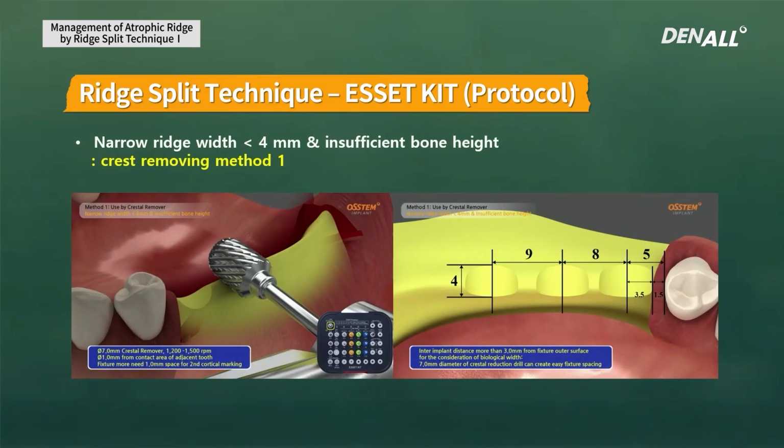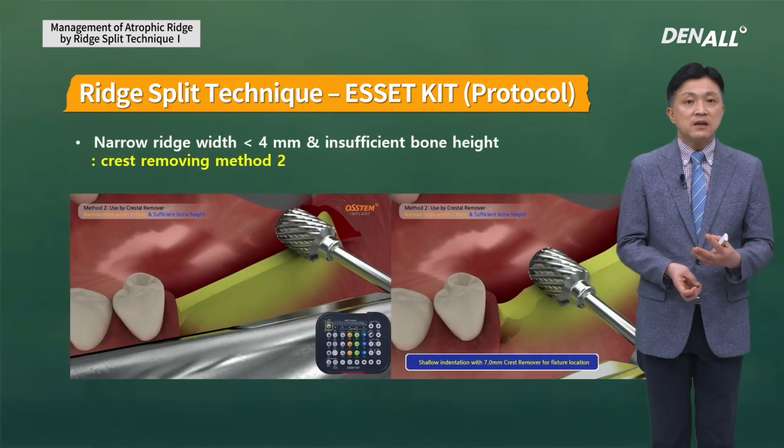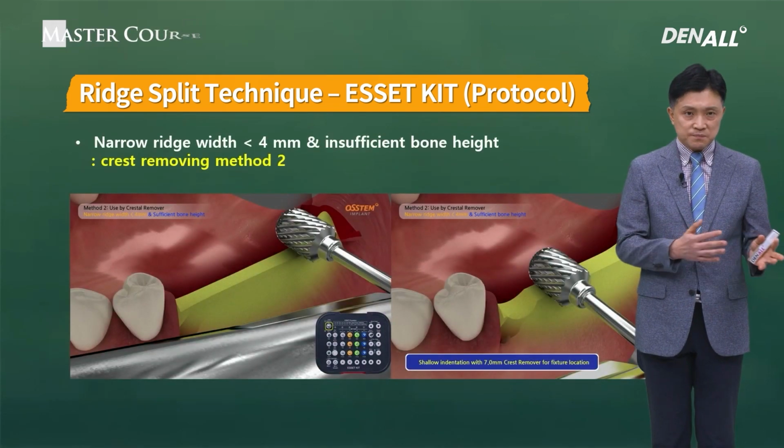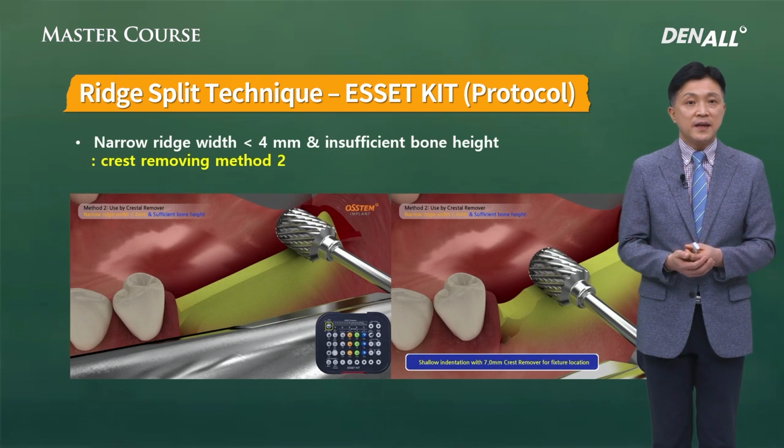When you use the asset kit for ridge split, the protocol is to do the following. This is used most frequently when number 5, 6, 7 are missing. This is used when it is a distal free end case. If it is number 5, 6, 7 missing, the way to do crest removing is as shown. Alveoloplasty is done in an area where the implant is going to be placed in order to secure approximately 4 mm of width. If the ridge width is less than 4 mm, you do this process to the entire surgical site.